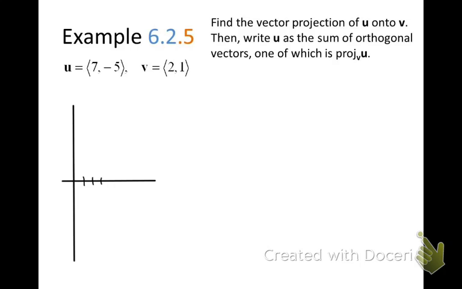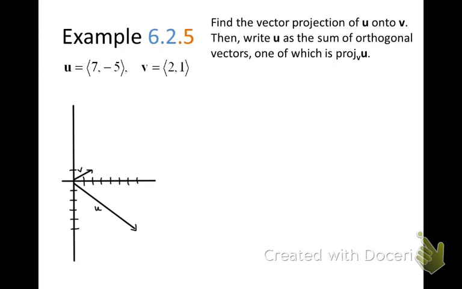1, 2, 3, 4, 5, 6, 7, down to negative 5, negative 1, 2, 3, 4, 5. So I've got a vector going, kind of looks like to about right there. And I've got a vector going to 2, 1, right? Which is going to be about right there. This vector on top here is my vector v, and this is my vector u.